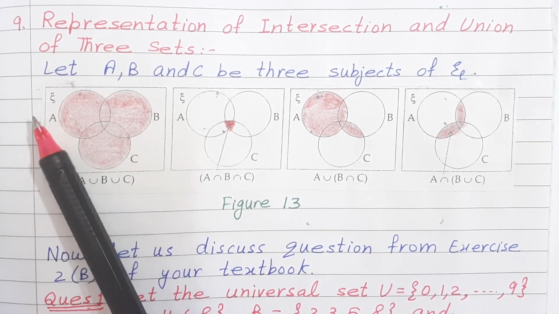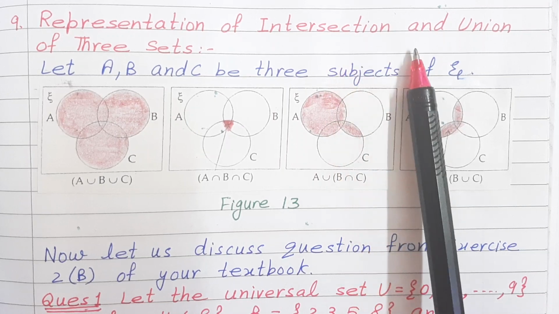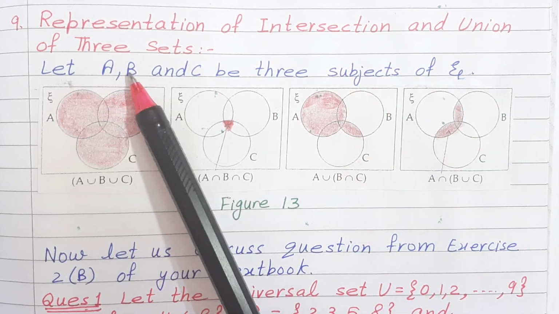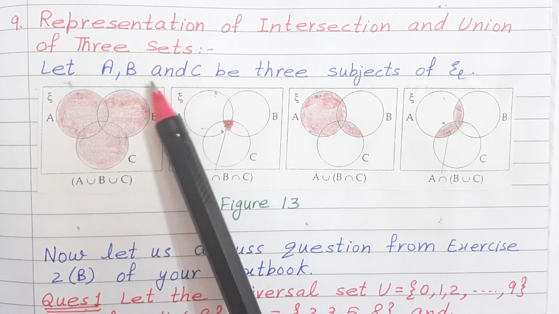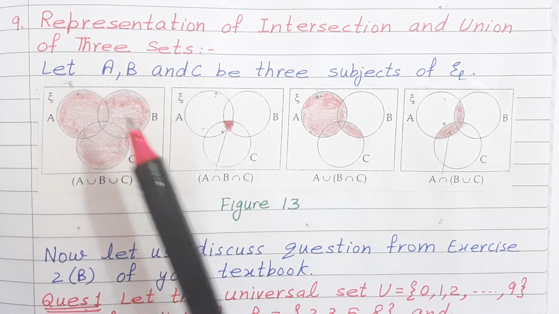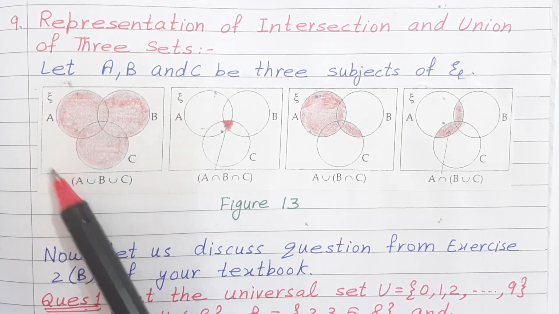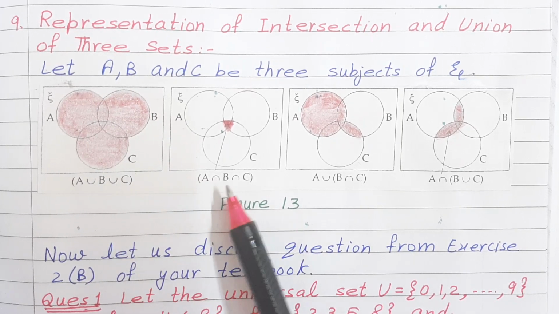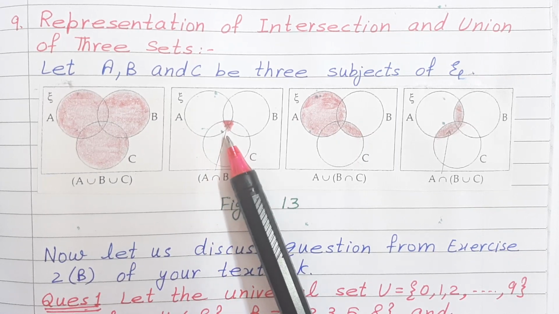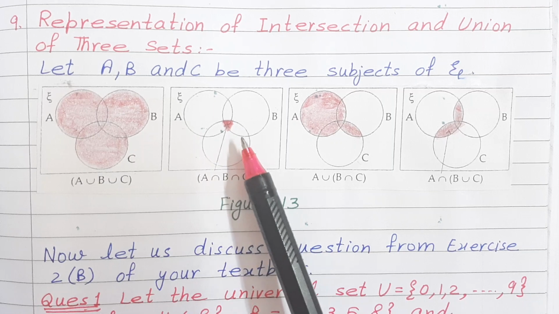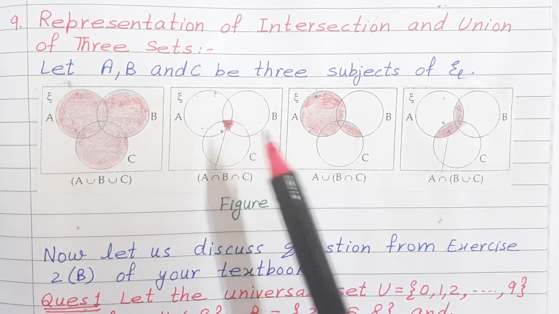Now children, see the next one. Representation of intersection and union of three sets. When we have three sets like A, B and C, in that case A union B union C is the shaded portion, right? And A intersection B intersection C is the shaded portion. That is the common elements in all three, right?